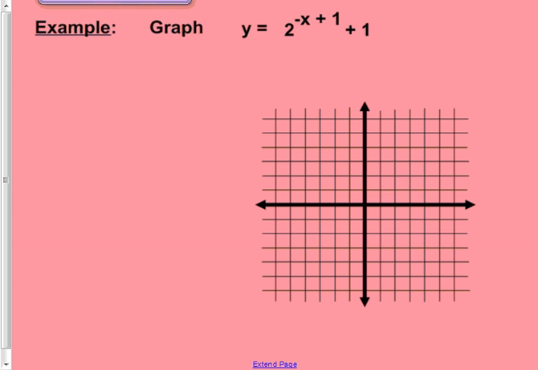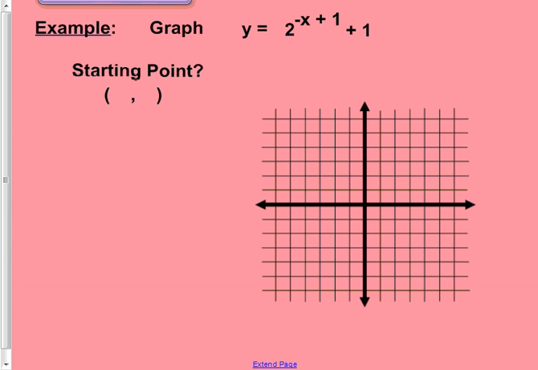Okay, one more. Graph y equals 2 raised to the -x plus 1, and then plus 1. Now we're going to go through the same series of questions. We're going to figure out where our starting point is. And once again, remember that the exponential function wants to cross the y-axis at 0, 1.